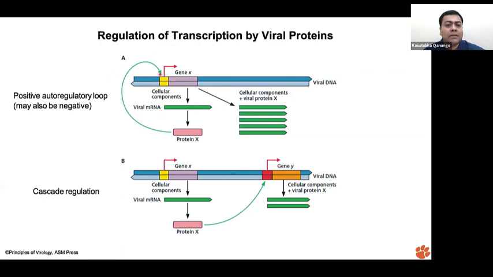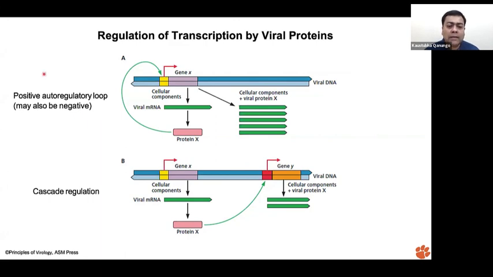If it inhibits its own transcription, we will call it a negative autoregulatory loop that we have seen in our system all the time, in a physiological system. Negative autoregulatory loop and the positive. We also call these positive feedback and negative feedback.